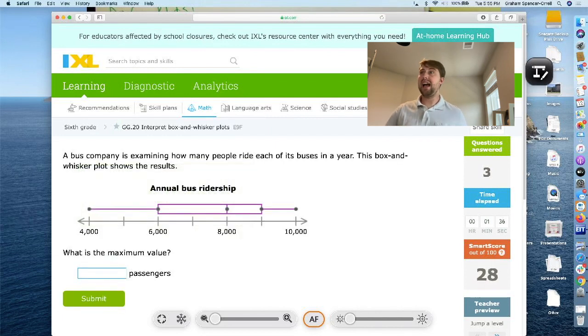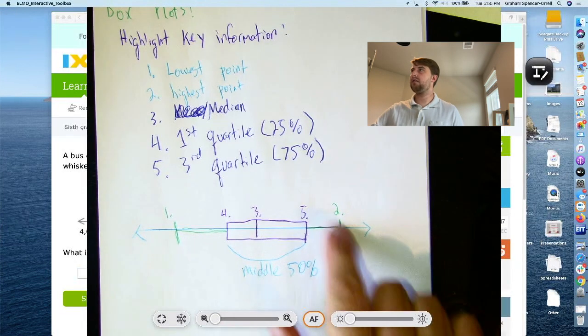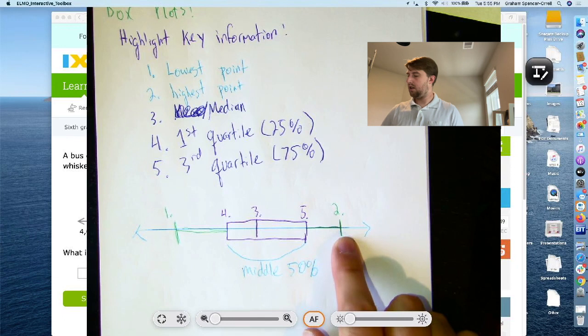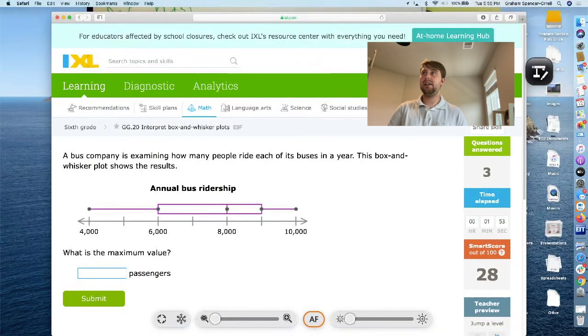This one is asking for the maximum value. We look back at our drawing. The maximum is number 2, the highest point. And so then we'll go back to IXL, and the highest point is farthest to the right, so it is 10,000. Awesome.